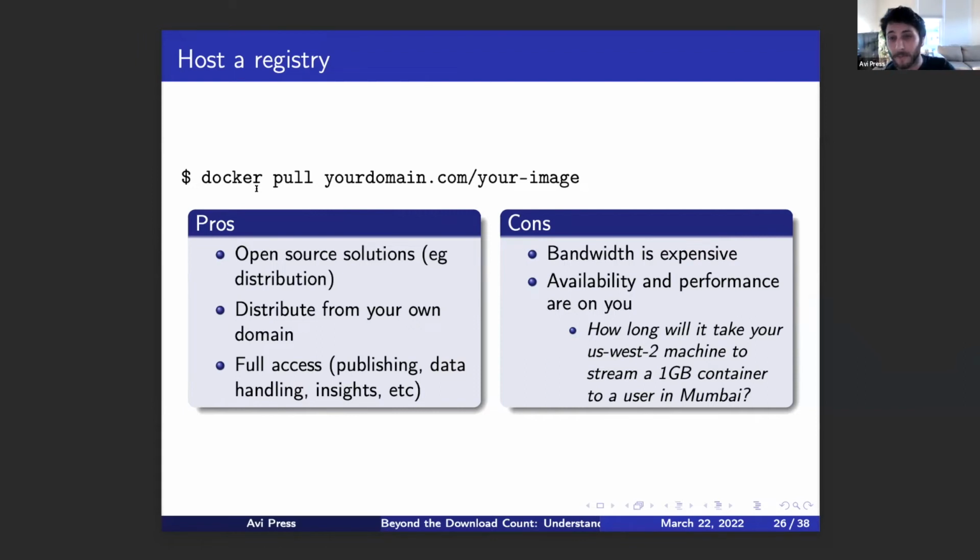But unfortunately, if you're serving containers in production, your containers are probably tens or hundreds of megabytes or gigabytes, and that bandwidth is expensive. And it's also the case that the availability and performance of that registry is totally on you. So if you spin up a distribution instance in US West 2 or 1, how long is it realistically going to take you to stream a whole container to someone who's in India? The answer is it takes a long time. We know. And so that's a huge challenge for actually standing up your own registry in practice.